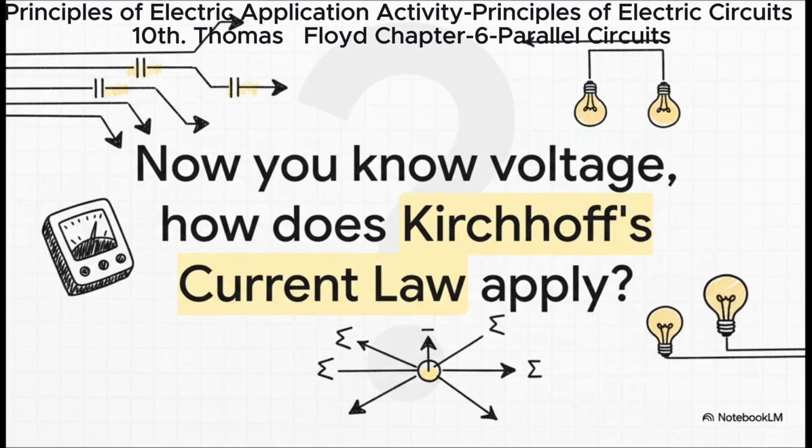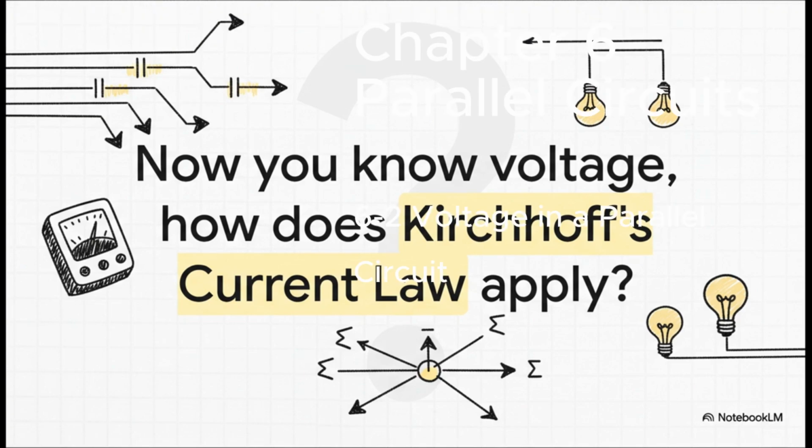So, you've got a rock-solid grasp on voltage in parallel circuits now. But voltage is only half the story, isn't it? Which brings us to the next big question. What about the current? How does it behave? How would something like Kirchhoff's current law apply to the very same circuits we just looked at? That's a thought to chew on until next time.